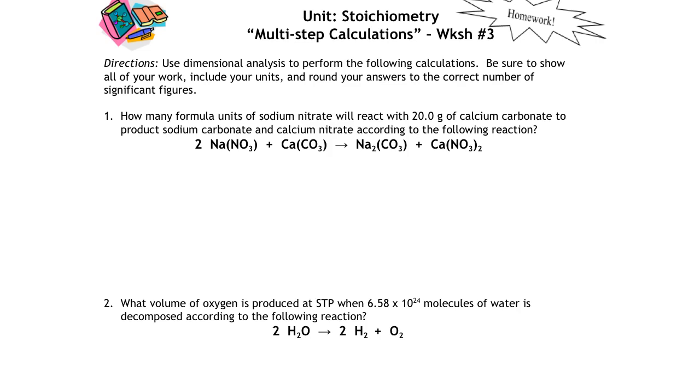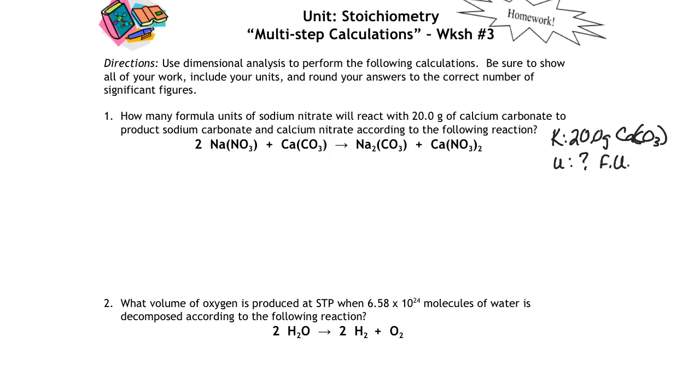I've got how many formula units of sodium nitrate will react with 20.0 grams of calcium carbonate to produce sodium carbonate and calcium nitrate according to the following reaction. So, known is 20.0 grams of CaCO3. My unknown is how many formula units.